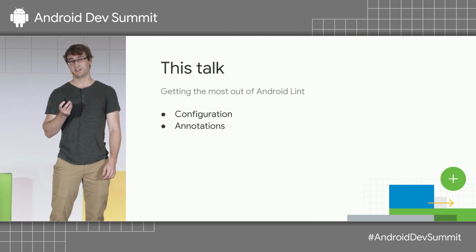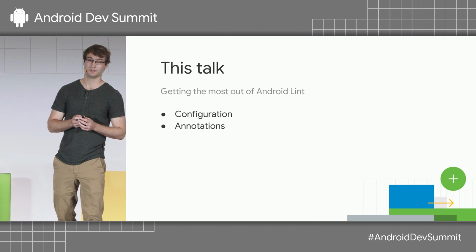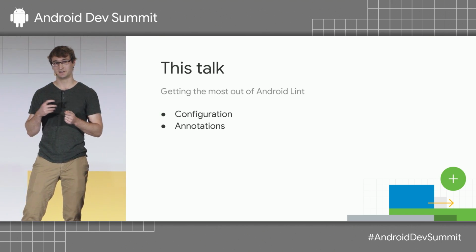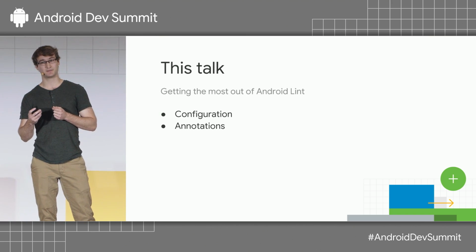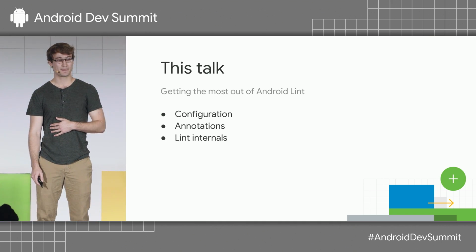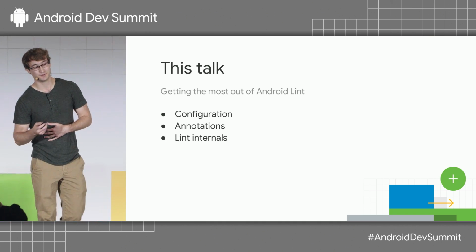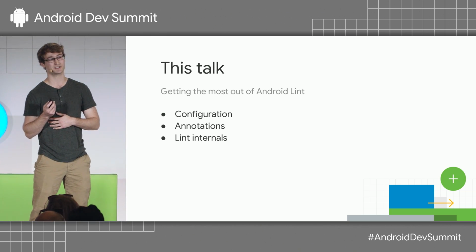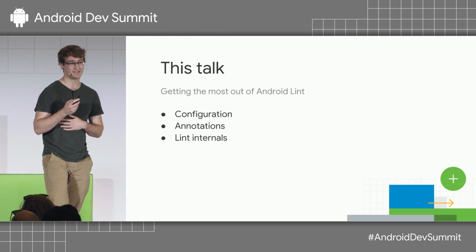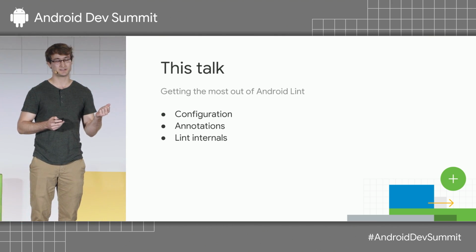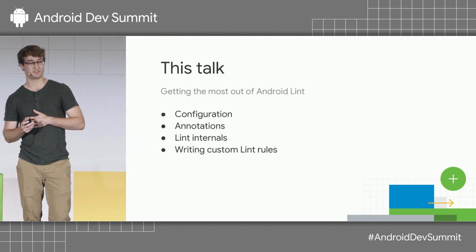I'm also going to talk about annotations. It's a really powerful way to mark up your code to help Lint help you even more. Lint automatically does as much as it can, but sometimes you need to give it hints to help you even more. Also going to talk about Lint internals. I'm really excited about this part because I really want to give you a good mental model for how Lint works under the hood. This will get you set up for realizing how powerful of a tool it is, and also for writing your own custom Lint checks, which is actually the last step.